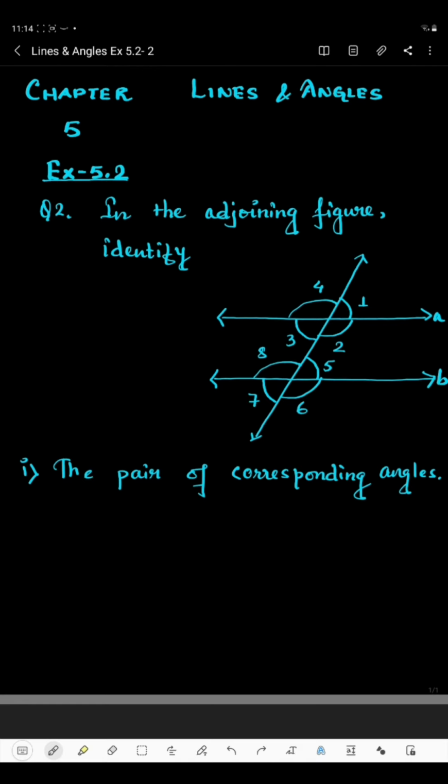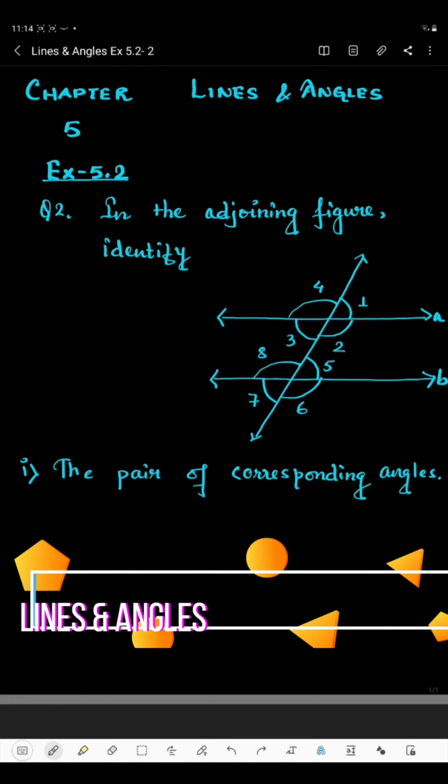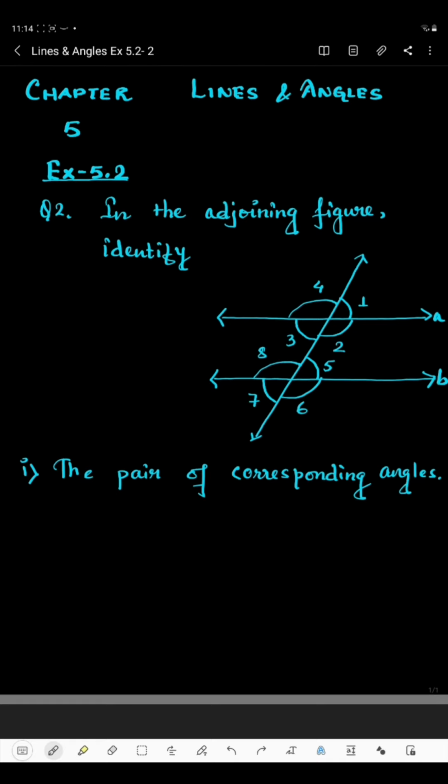Hello students, today I'll be starting with question number 2 of exercise 5.2. Question number 2 says, in the adjoining figure, identify. Here we have some parts given and from the figure we will have to identify those parts. As you can see, A and B are parallel lines and this is the transversal which cuts these parallel lines at two distinct points. So we will have to identify the pair of corresponding angles.